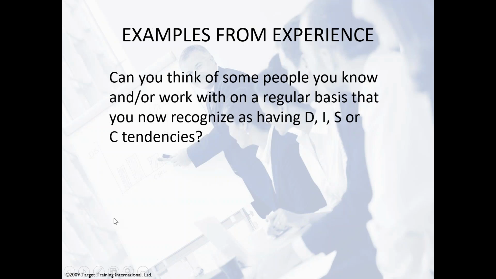So when you look at today's review and reviewing your own assessment, I want you now to think of some people you know at work, at school, at home, that you interact with on a regular basis, that you now can recognize as having a D, an I, an S, or a C. Your in-class assignment, and what I want you to bring next week, is identifying who those people are. So who in your life is a D, who in your life is an I, who in your life is an S, and who in your life is a C.